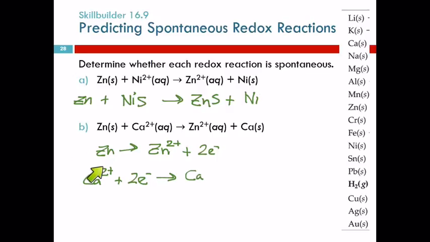So these are the two half reactions that we're looking at. This is a forward for this, and this one's backwards. Okay? The forward reaction has to be higher. So zinc is lower than calcium. And so zinc going to zinc ion is not going to happen if calcium has to go the other way. It's just not working, is it?